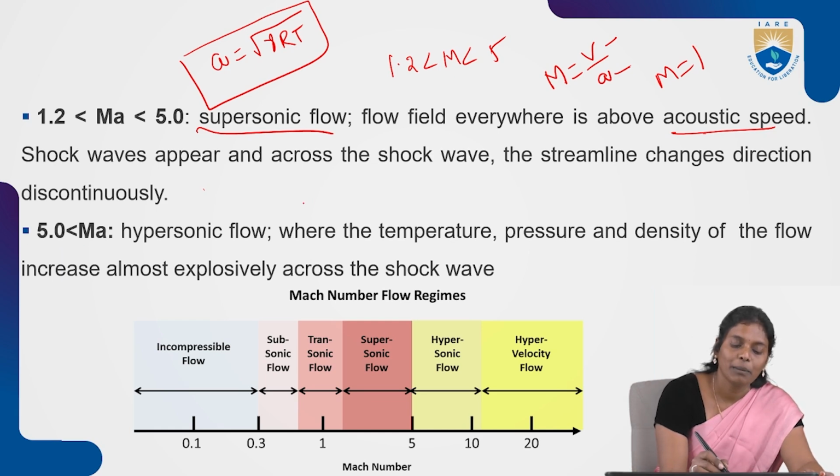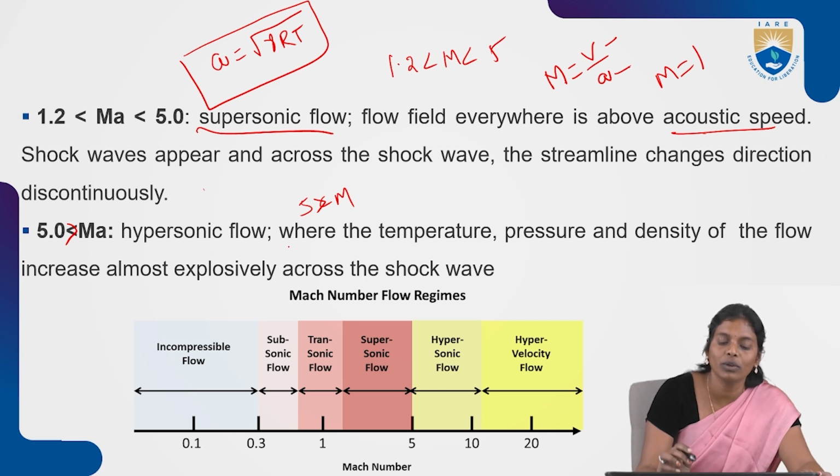So next is Mach number greater than 5. If it is greater than 5, we will be calling it a hypersonic flow, where the temperature, pressure and density of the flow increase almost explosively across the shock wave. So there will be abrupt changes in the pressure, temperature and density values across the shock wave. Beyond that particular shock wave, we will be calling it a hypervelocity flow. So this is how the Mach number flow regimes will be.